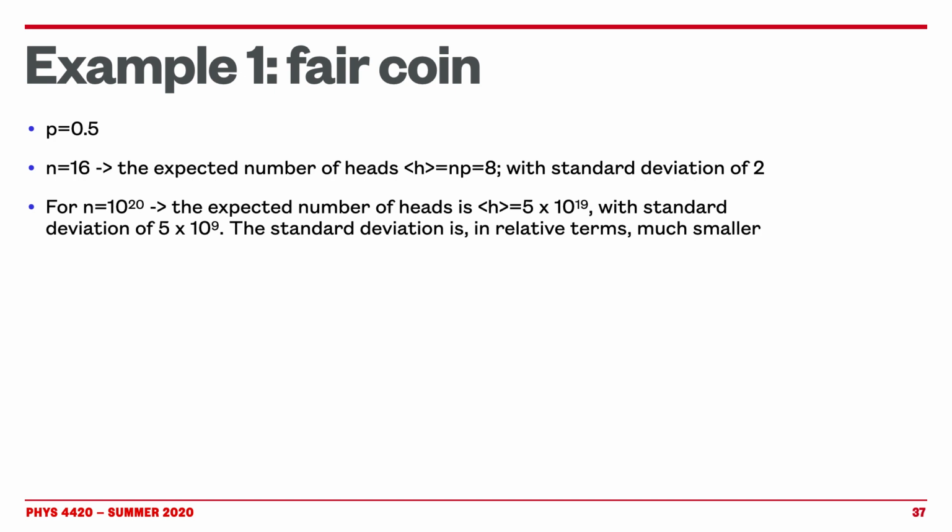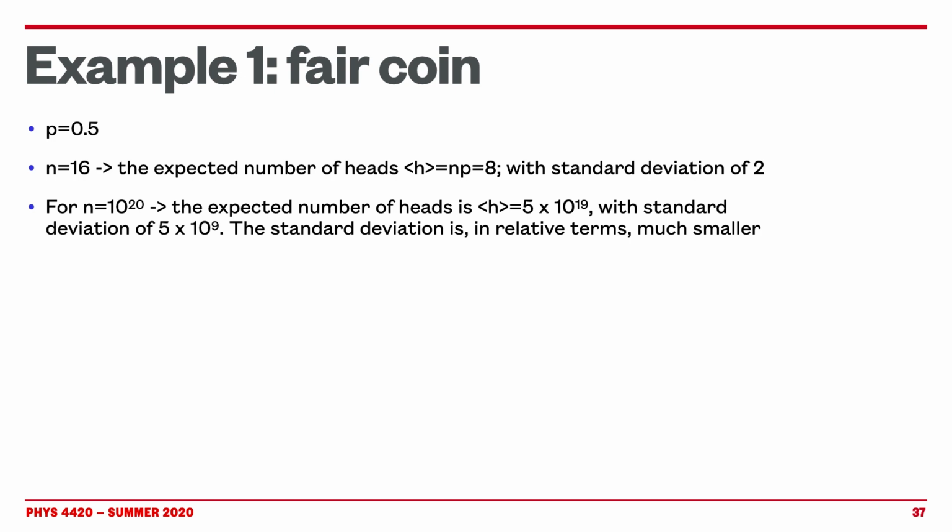So you can say, oh, this is a huge standard deviation, isn't it? Well, it is large, but in fact, in relative terms, it's much smaller than before. Because you expect to have 10²⁰ heads, and plus or minus 10⁹. So it's a very small fraction of the expectation value that you can get away from.